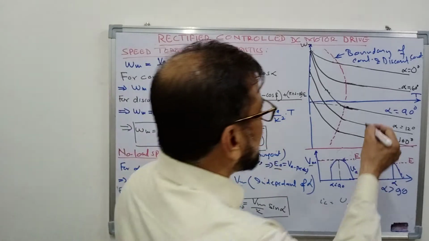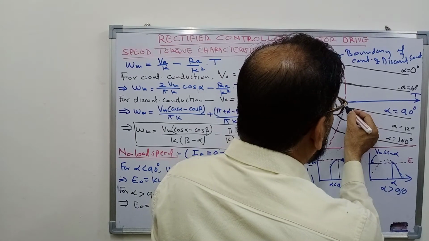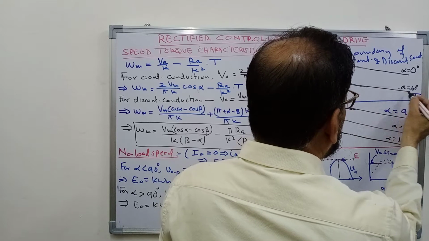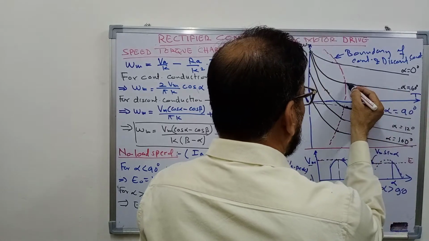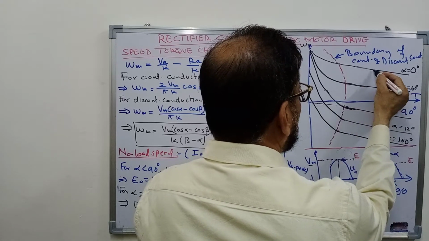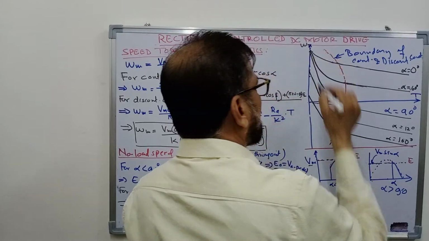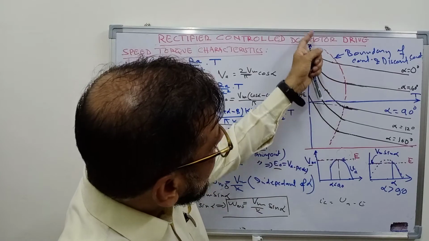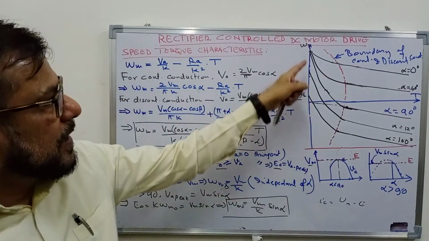So you can see that this is the value of the characteristic for linear, for the continuous conduction, and after that the no load speed will remain the same. So it is equal to like this. After that, the characteristic becomes non-linear and the speed will be like this.